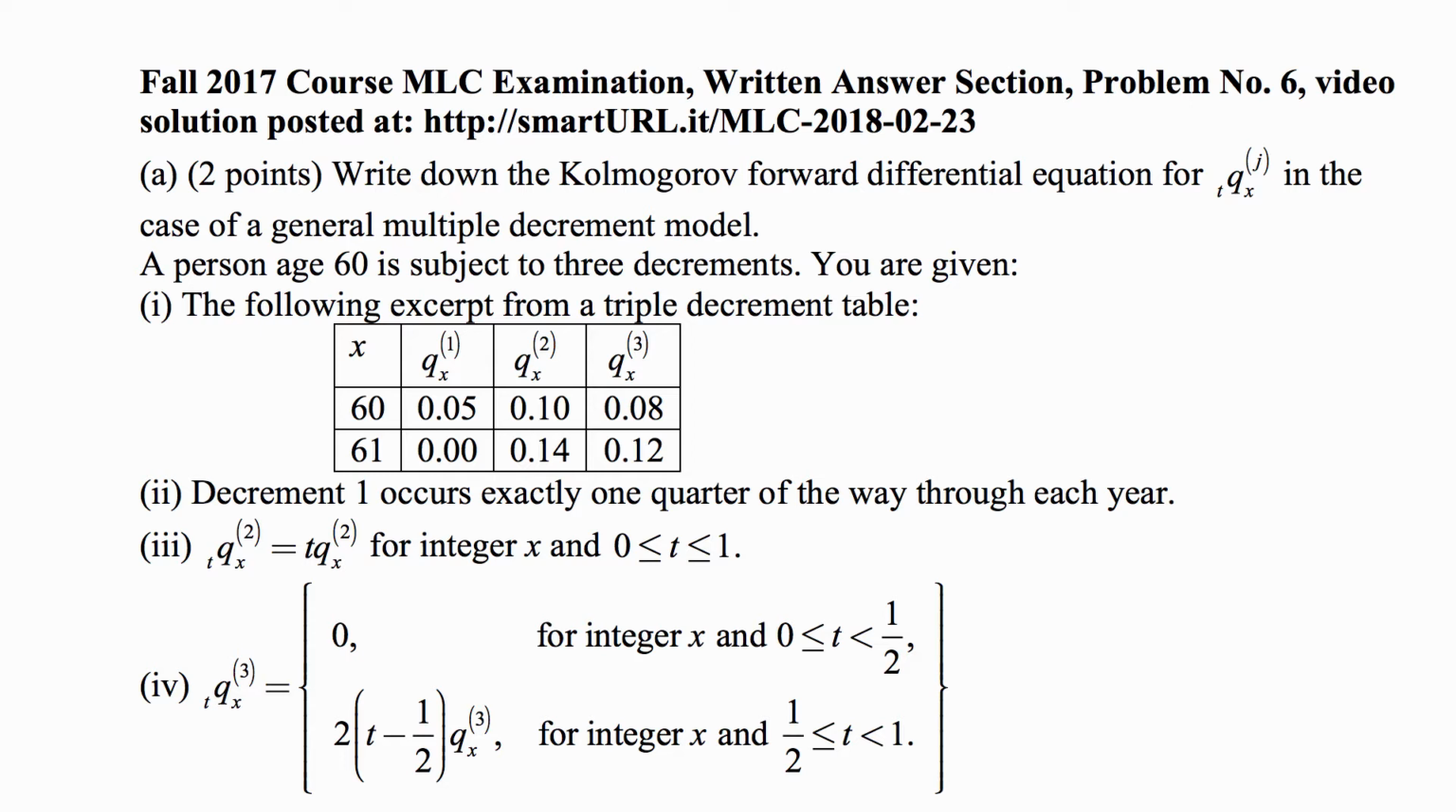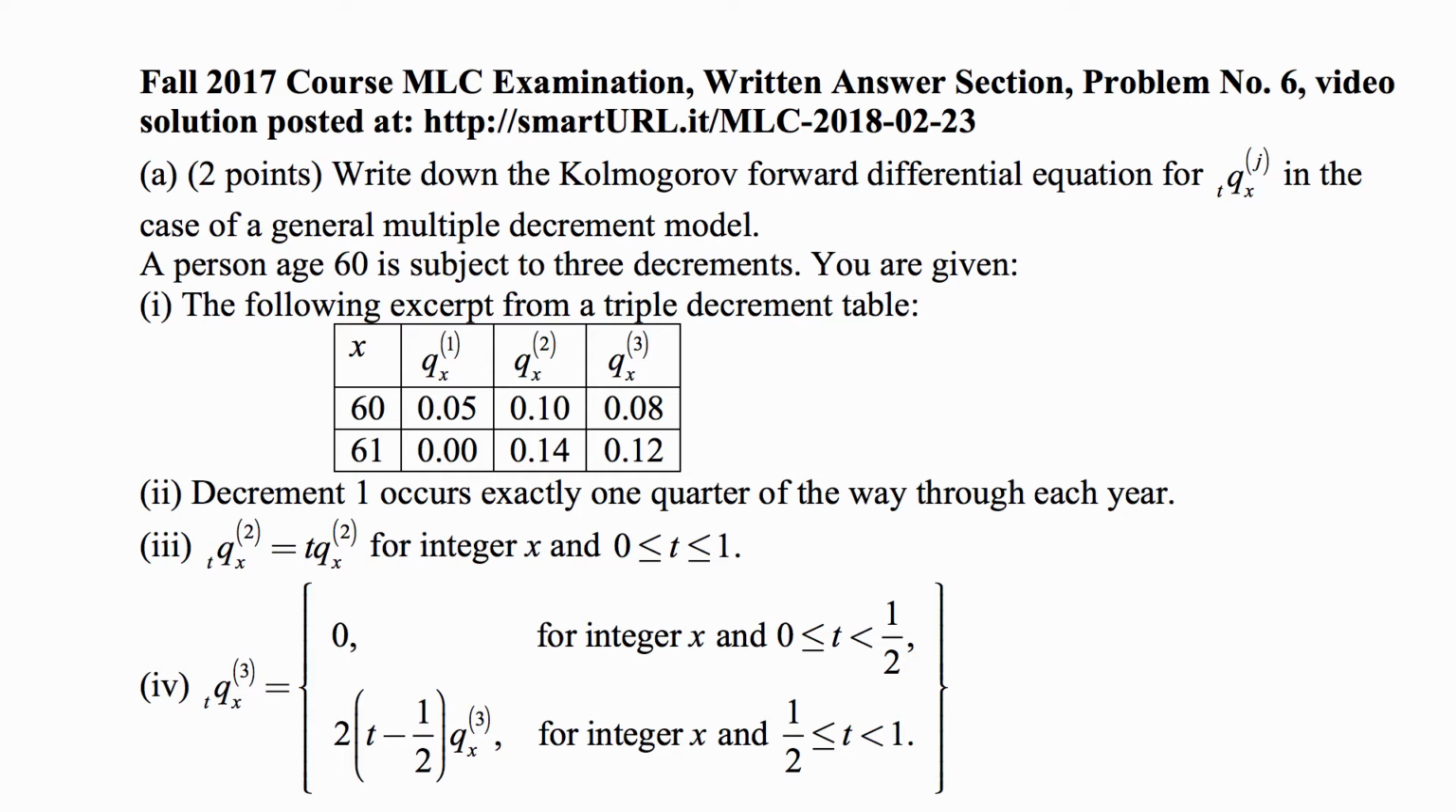But let's look at this problem. Part A, write down the Kolmogorov forward differential equation for t q x upper j, for decrement j, in the case of a general multiple decrement model.